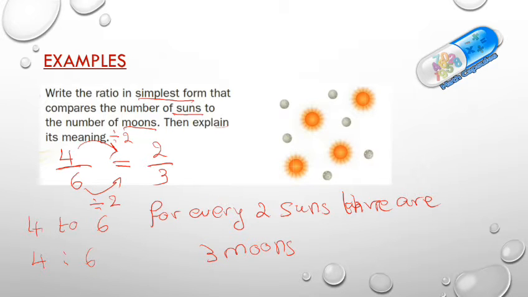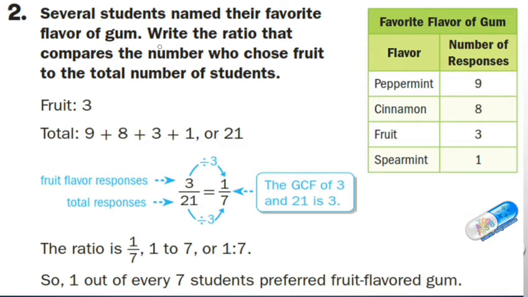Several students named their favorite flavor of gum. Write the ratio that compares the number who chose fruit to the total number of students. Look here on the table. This is the table of favorite flavor of gum. The flavors are peppermint, cinnamon, fruit, and spearmint. The number of responses of students are 9 for peppermint, 8 for cinnamon, 3 for fruit, and 1 for spearmint.